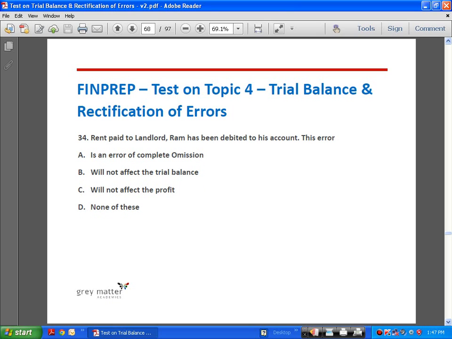Next, question number 34. Rent paid to landlord Ram has been debited to his account. Okay, so this is an error of commission. It has been debited to the wrong account. Instead of debiting rent account, Ram account has been debited. Option B will not affect the trial balance. Yes, it will not affect the trial balance. Will not affect the profit. I think there is an error in this question.